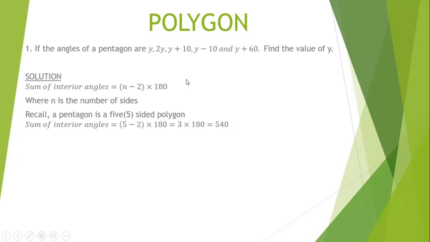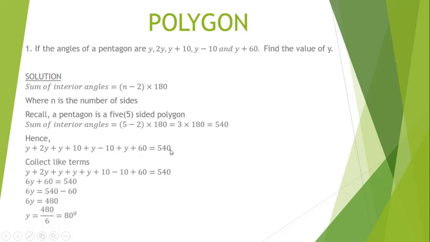The next thing we do is add up each interior angle and equate it to this 540 so that we can collect like terms and find our y. So we have y + 2y + (y + 10) + (y - 10) + (y + 60) = 540. Then we collect like terms, and we arrive at what you are seeing on your screen.